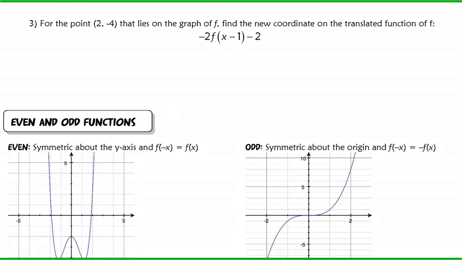Okay, for the point 2, negative 4, it lies on the graph of f. So we're going to take 2, negative 4, and we're going to do translations based off of this. So we don't actually have anything to plug this into. We're just going to look at these and look at our translations and what's going to occur. So we have changes in our x, right, which is going to come from that number on the inside here. And we have 2 changes to our y values.